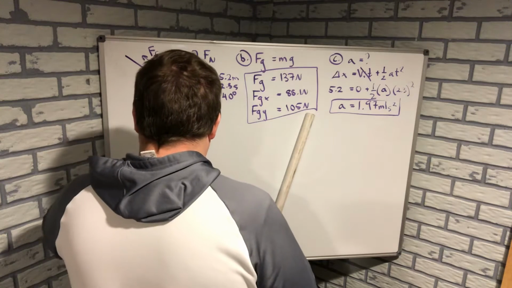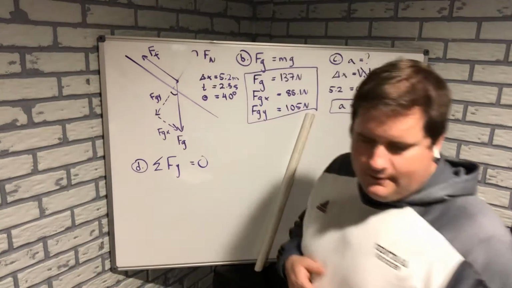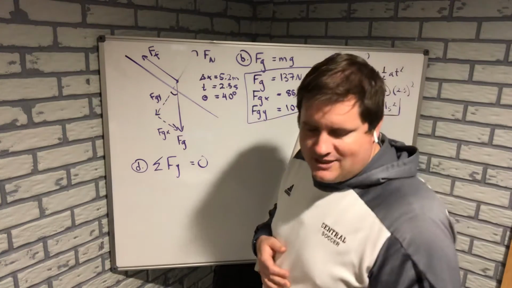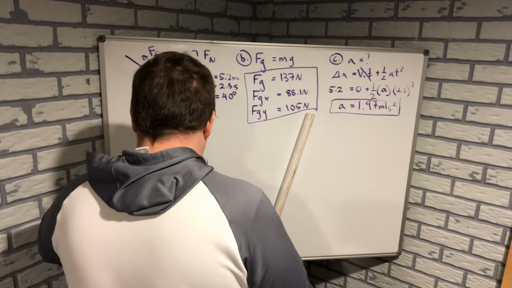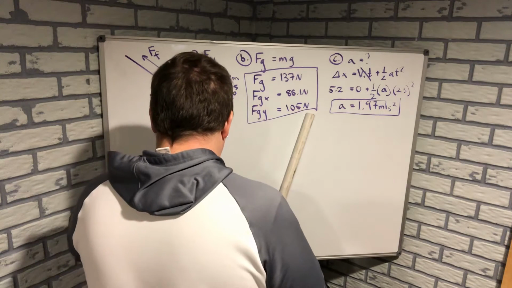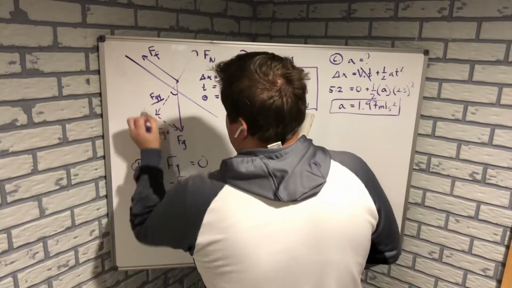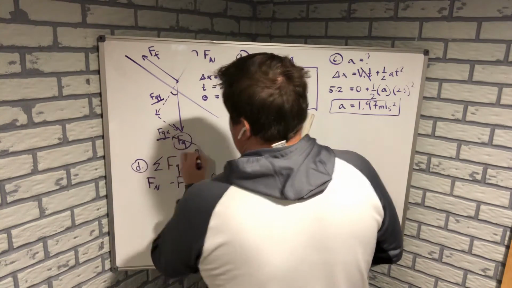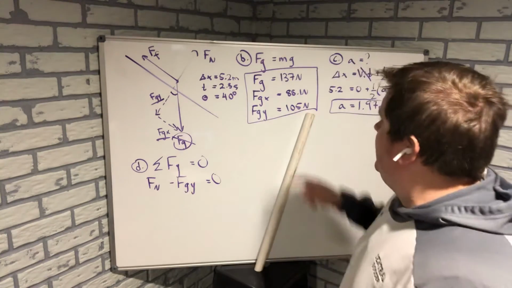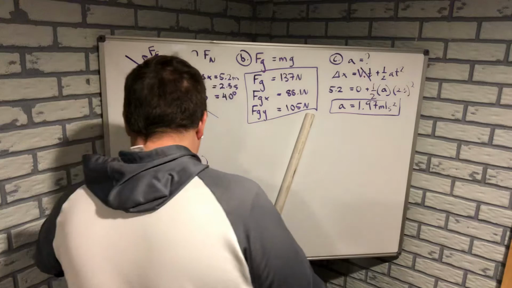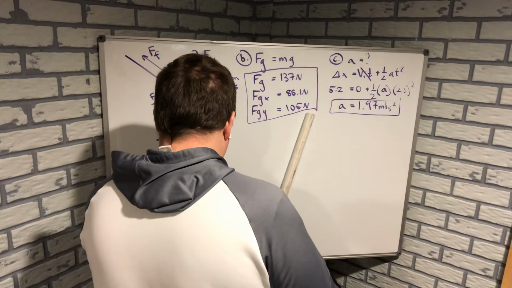So we're going to sum the forces in the y direction and set them equal to 0 here. When I look in the y direction, we have one force up, which is Fn, minus one force down, Fgy, and that has to equal 0. Remember, we found Fgy and Fgx, so this guy didn't matter anymore. We got rid of him. Okay, so Fn is equal to Fgy, meaning Fn is actually 105 newtons.